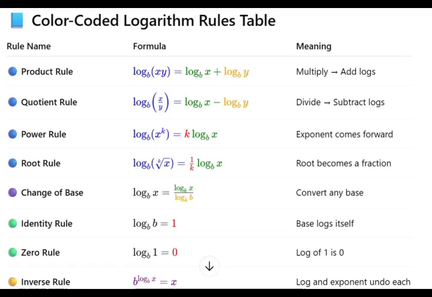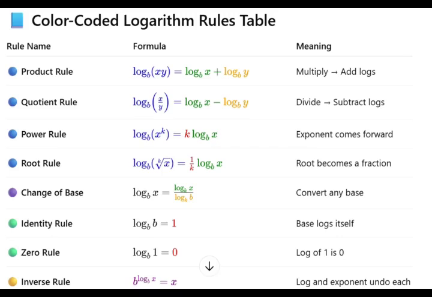Next, we briefly review the logarithm rules. Product rule, multiplying will result in adding logs. Quotient rule, dividing will result in subtracting logs. Power rule, it means that the exponent comes forward. Root rule, the root becomes a fraction. Change of base shows the conversion to any base.